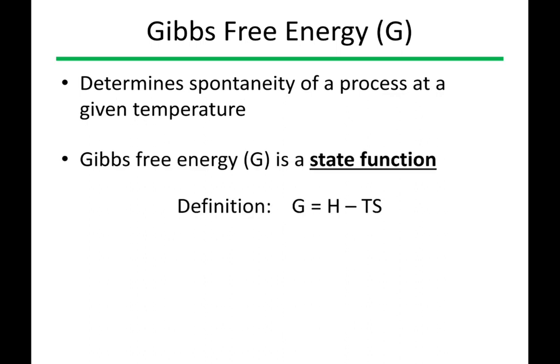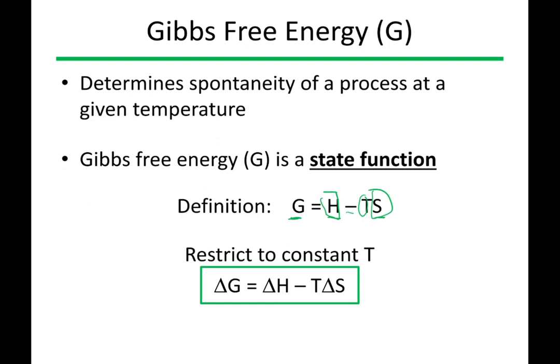So free energy, just like enthalpy and entropy, is a state function, so it doesn't matter how we get there. And the definition of free energy is going to be equal to the enthalpy minus the temperature times the entropy. And if we're going to restrict this to looking at just one single temperature, we can rewrite this equation as delta G equals delta H minus T delta S.